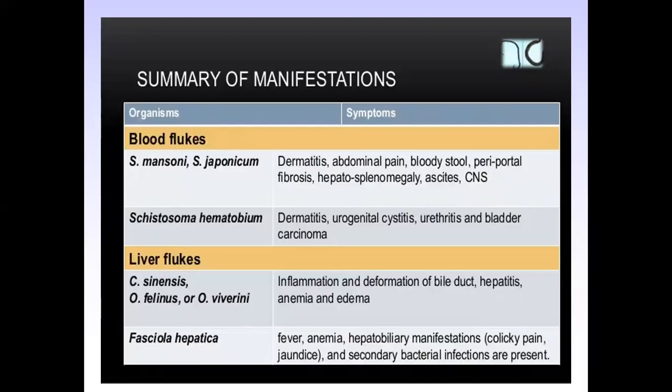And the reason or the etiology is basically the irritation which is produced by the spine of the Schistosoma hematobium when it is constantly producing friction, and constantly producing damage to the tissues in the urinary bladder. Mansoni and japonicum, they are in the intestine, so they will be associated with abdominal pain, blood in the stools, periportal fibrosis, hepatosplenomegaly, ascites, and CNS involvement in the later stages.